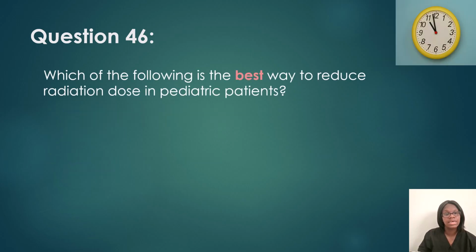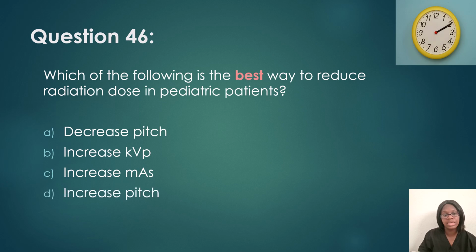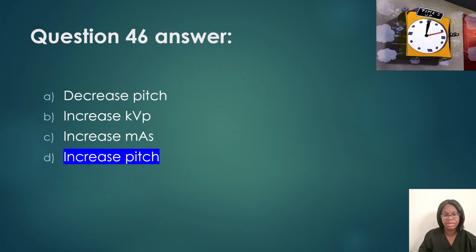Question 46. Which of the following is the best way to reduce radiation dose in pediatric patients? A, decrease pitch, B, increase KVP, C, increase mass, or D, increase pitch? All right, the correct answer is D, increase pitch.